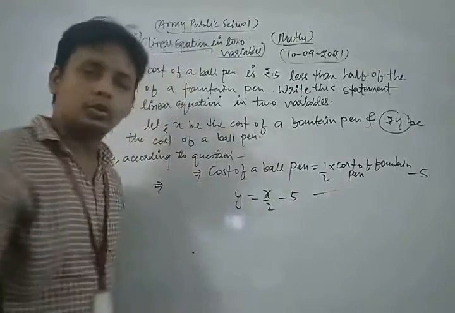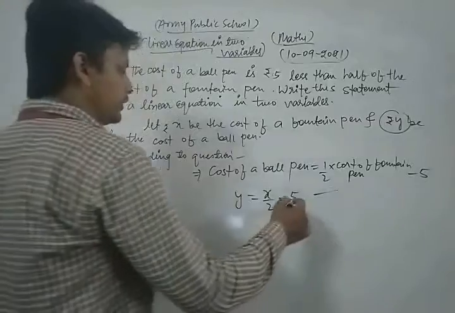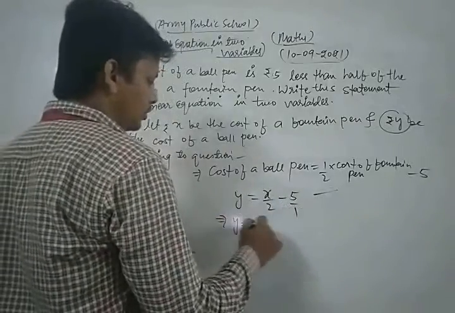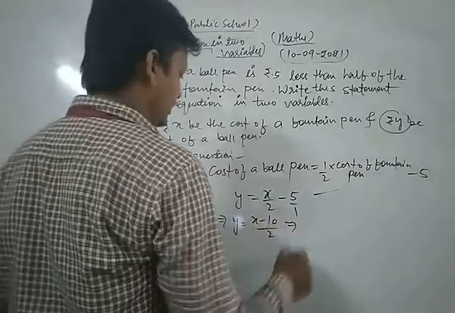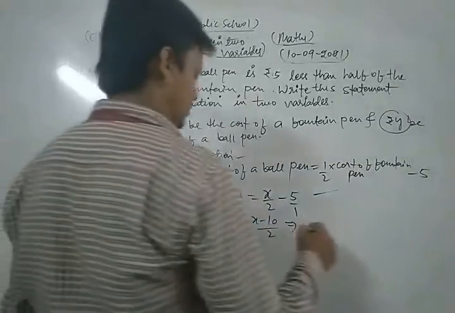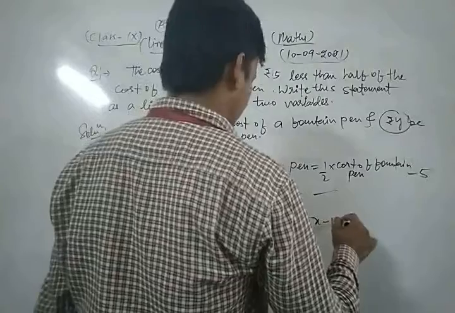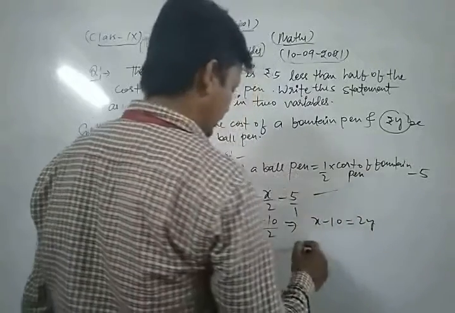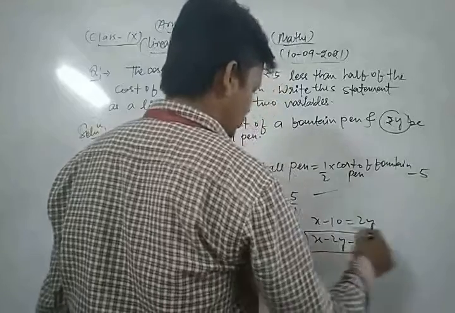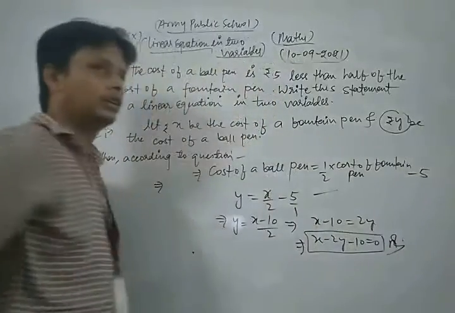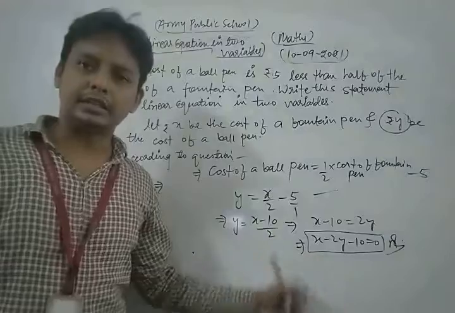Or we can write it in another form. We take LCM here. So y is equal to x minus 10 upon 2, so x minus 10 is equal to 2y, or we can write x minus 2y minus 10 is equal to 0. You can write the given answer in this way also.